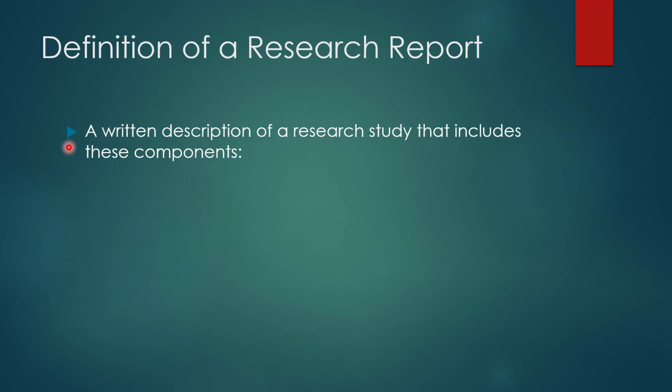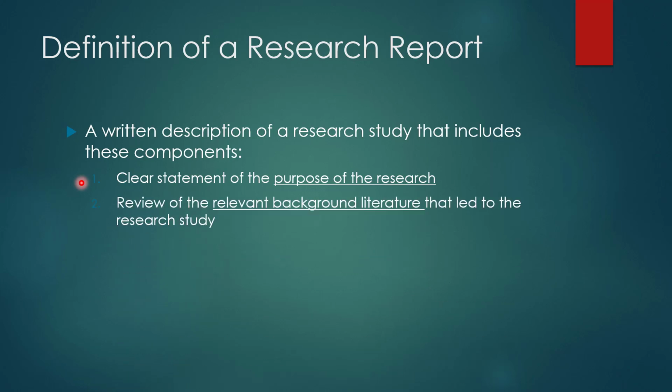So a written description of a research study is going to include the following components. A clear statement of the purpose of the research. Now, you may not have that for your literature review. That might be something that you come back to towards the end of the semester and add into those last couple paragraphs, and tell us the purpose of your research, what you're actually planning on doing, and that's fine. A clear review of the relevant background literature that led to the research study, and that's what you'll be doing in this literature review.